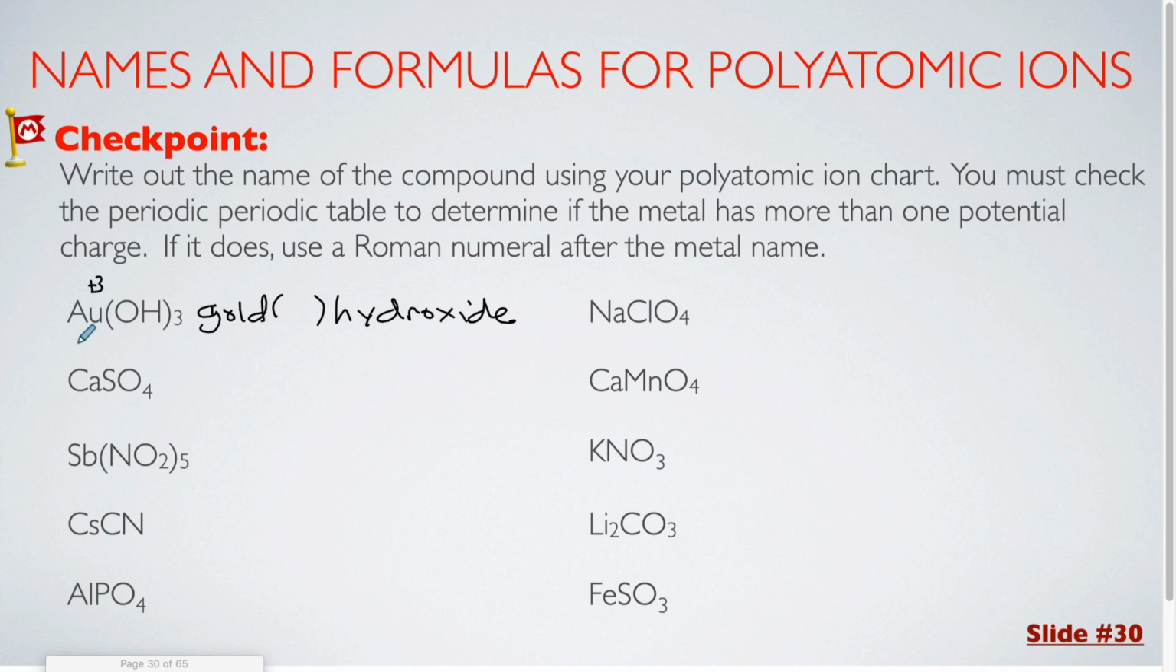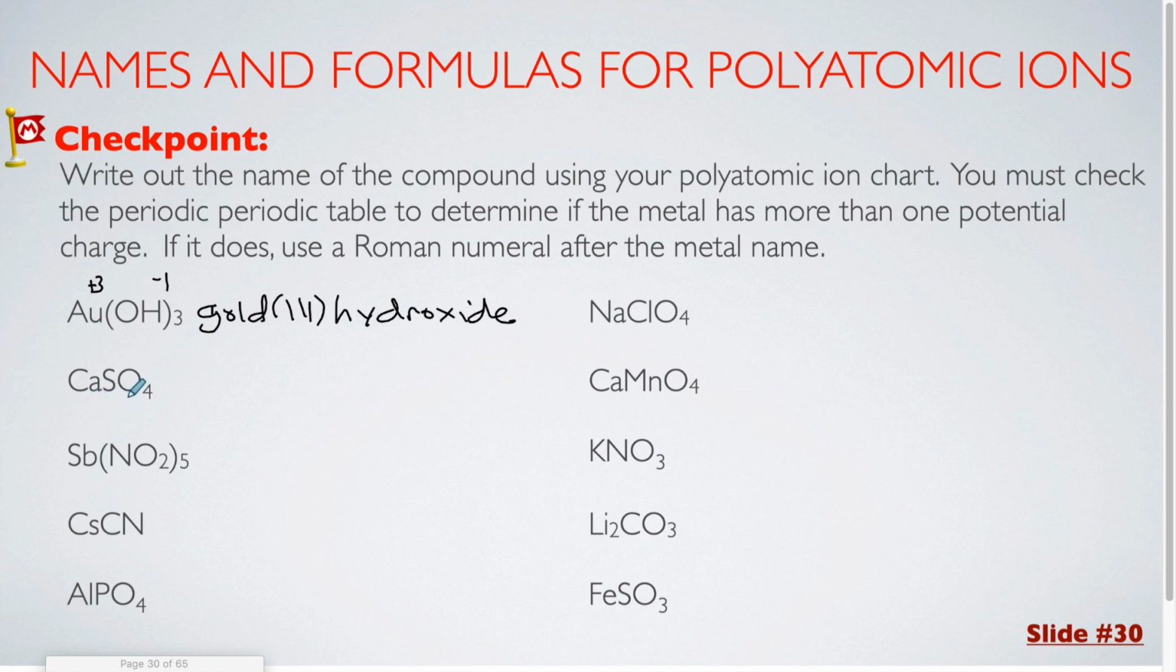So it looks like gold would be a +3 and hydroxide would be a -1. This fits with what you would see on that chart. Hydroxide is a -1 charge. So this shows that this was never reduced. And this would be gold 3 hydroxide.